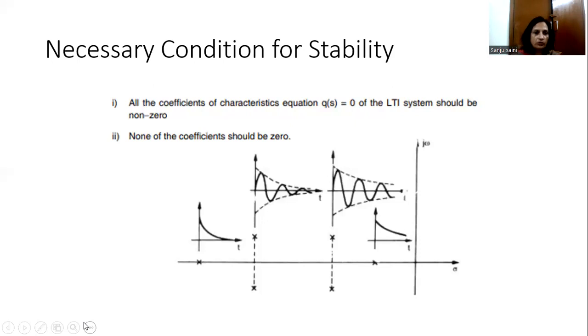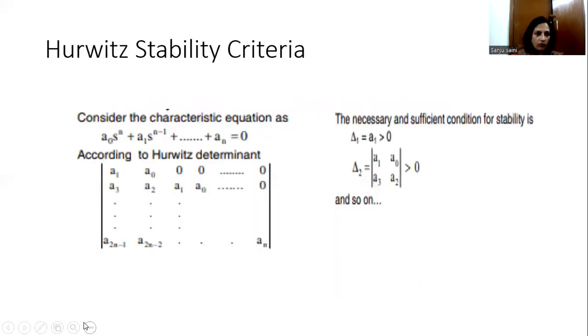This is the necessary criteria, but it is not the sufficient criteria. In order to check the stability of the system, that is, the sufficient criteria, we go for two tests. First is the Hurwitz stability criteria and second is the Routh stability criteria.